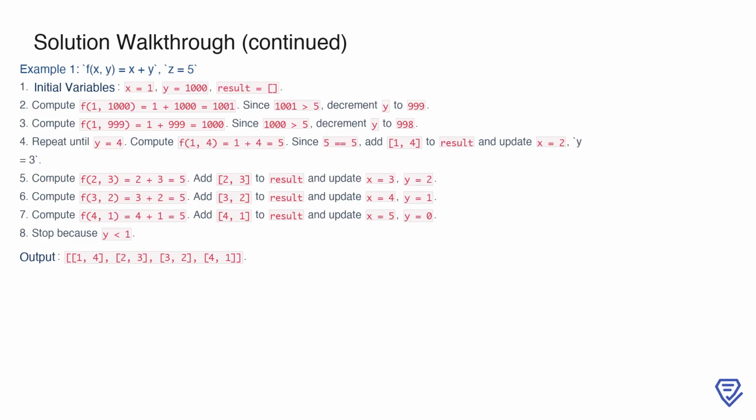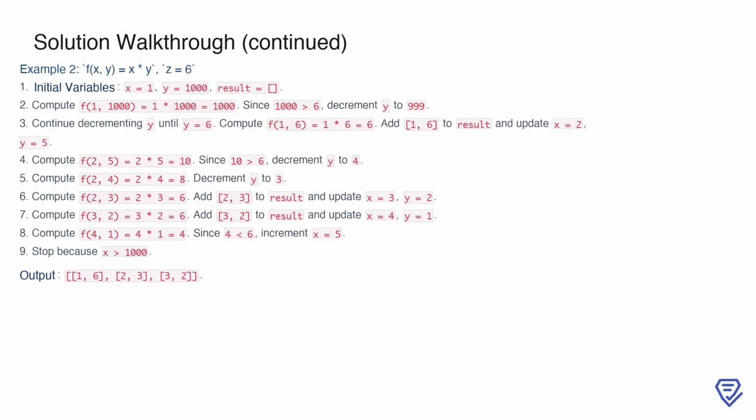At this point, we add the pair (1, 4) to the result list and update the pointers, incrementing x to 2 and decrementing y to 3. We then compute f(2, 3), which also equals 5, so we add (2, 3) to the result and adjust the pointers again. This pattern repeats for the pairs (3, 2) and (4, 1), which are added to the result as well. Finally, when y becomes less than 1, the process stops. The output for this example is the list of pairs (1, 4), (2, 3), (3, 2), (4, 1).